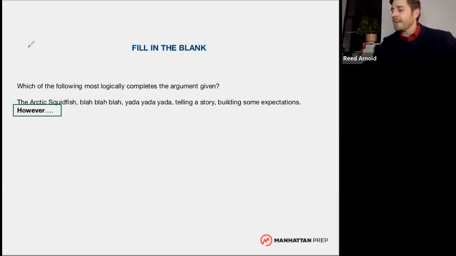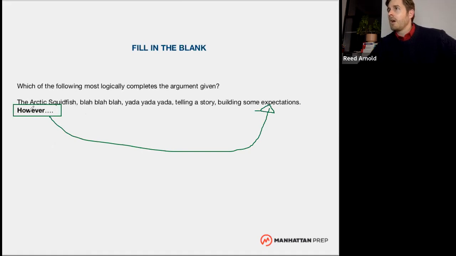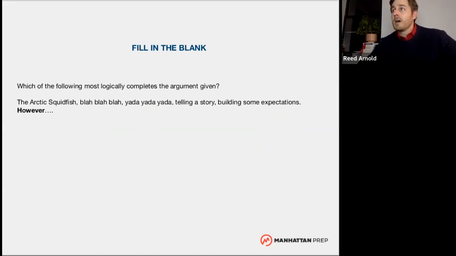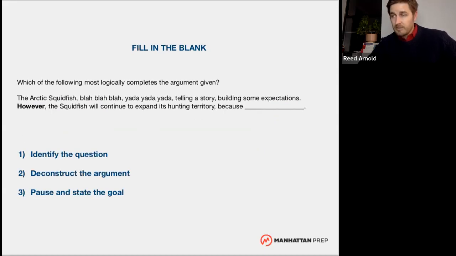So this however indicates that whatever these expectations are, even if they're not really explicit yet, are not going to be met, or the author disagrees with them. Something is, in the author's opinion or in this story, incorrect about those expectations. Here you clearly don't know what they are because I've been so generic, but even sometimes in an argument you won't know exactly what they are, but often it will become specific.